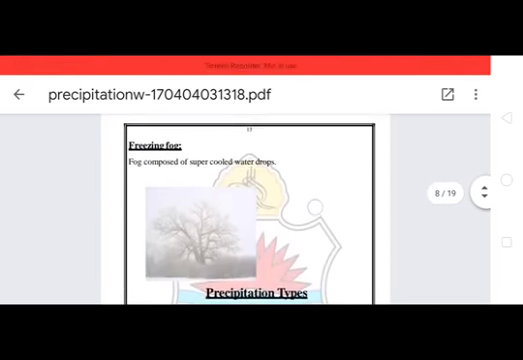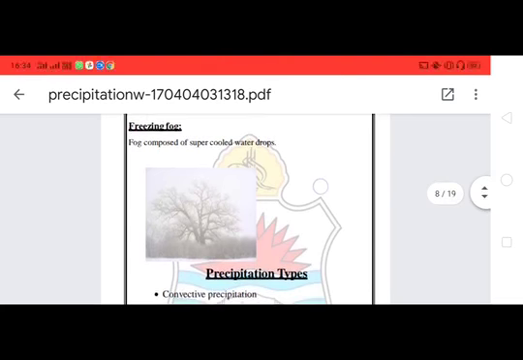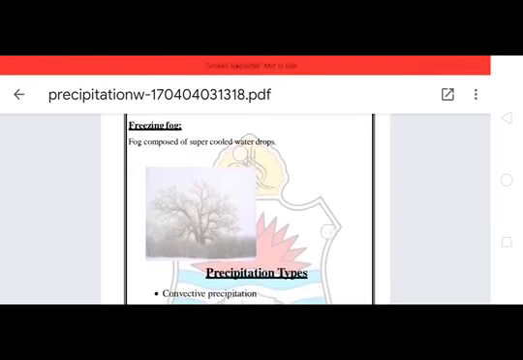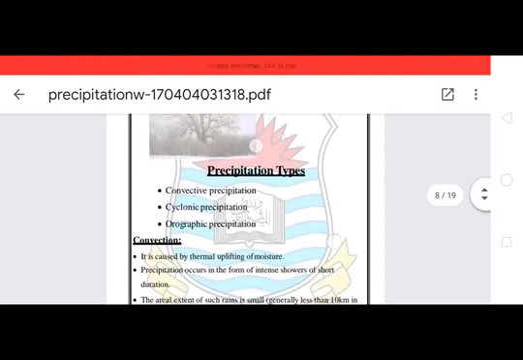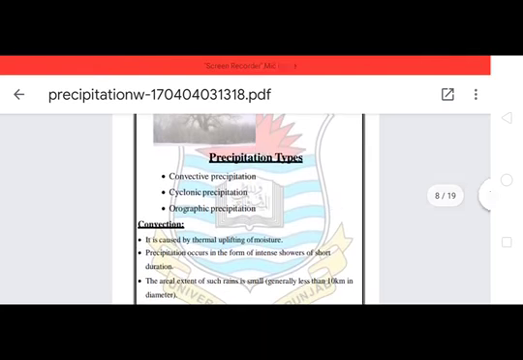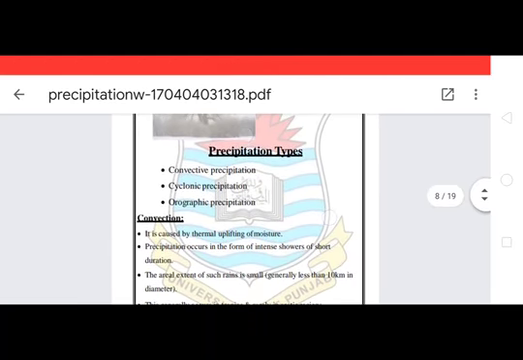Then comes the next point, freezing fog. What is this? Freezing fog is composed of supercooled water drops. Then, precipitation types. What are the precipitation types we are discussing? It is the most important point to be discussed. That is convective precipitation, cyclonic precipitation, and orographic precipitation.